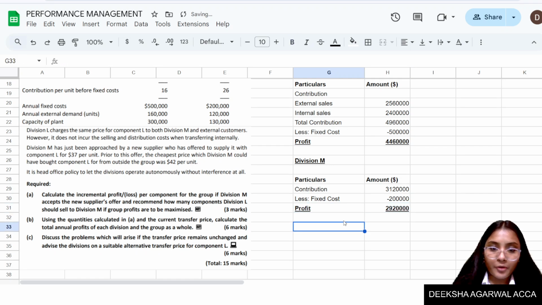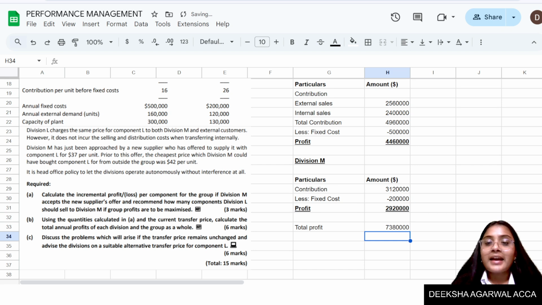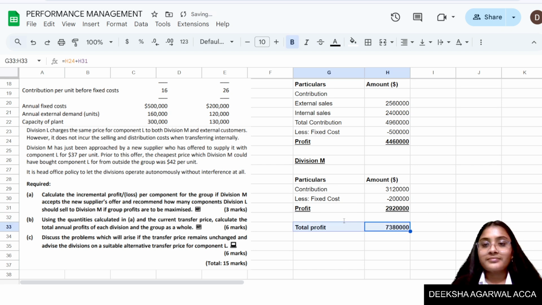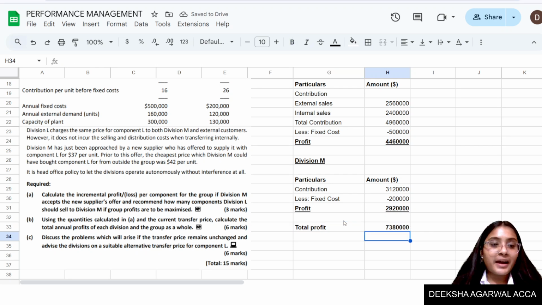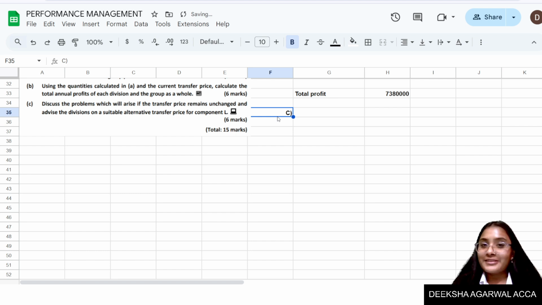Now, what is your total profit for both divisions? That is what they have asked me. 73 lakh 80,000. I am done. Simple calculation. Now, the last part: discuss the problem which will arise if the transfer price remains unchanged. Definitely, if the transfer price is going to remain 40, 100% there will be a problem. Now let's discuss that.